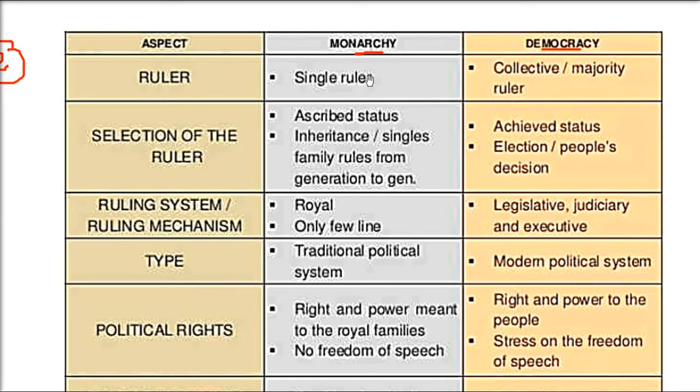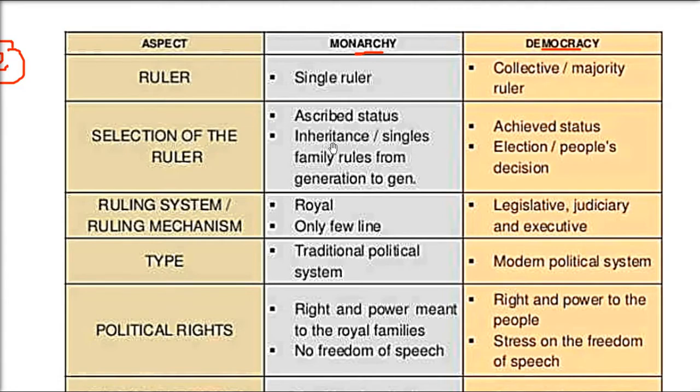Let me tell you, China is also a communist state, but it is also advanced. Now coming to the different aspects here, who are rulers? So monarchy, we have a single ruler. In democracy, it's actually the representatives of the people who are ruling, not the people. People are in the background, we have people only.